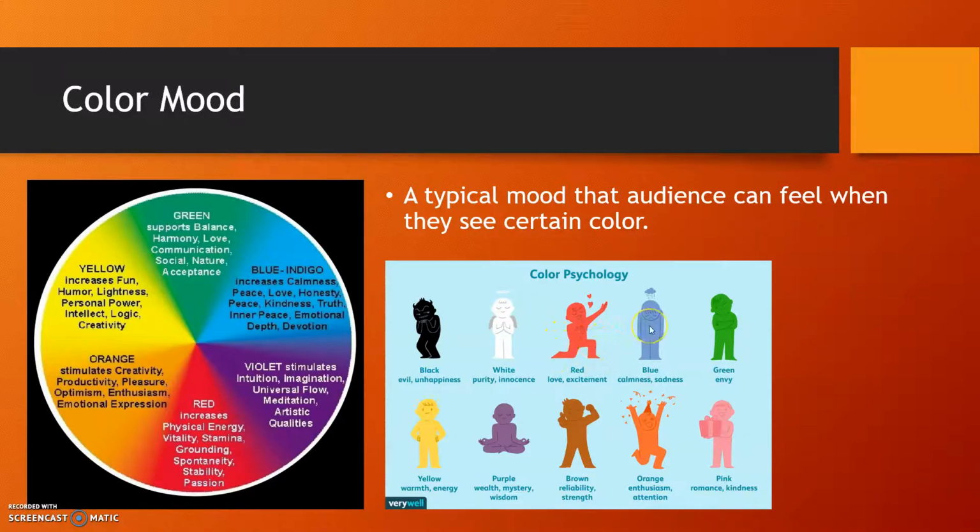Blue usually is sad, calm. I mean, mostly sad. Green, envy, all this kind of thing. You can refer to this color mood chart. This is just an example, so there are different interpretations when it comes to different projects or different films. But this is just very simple guidance.